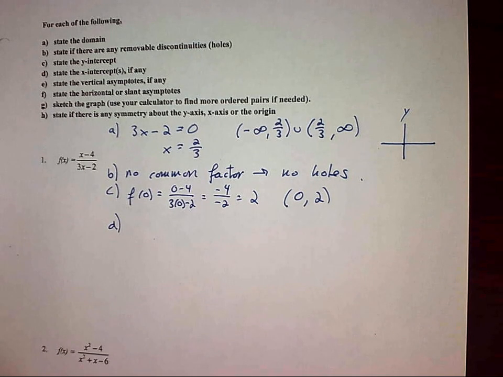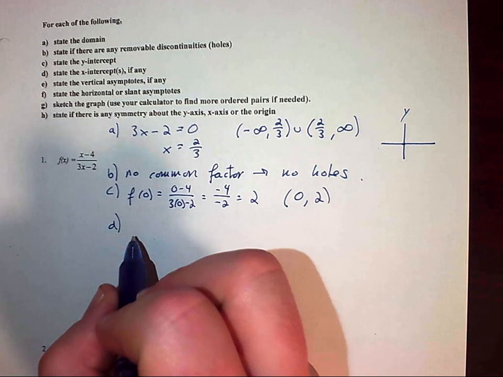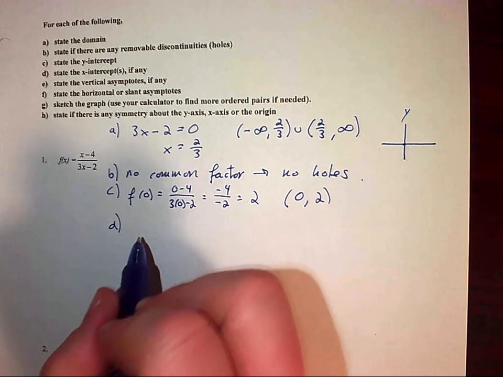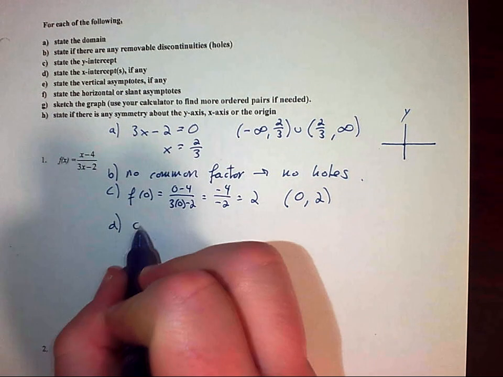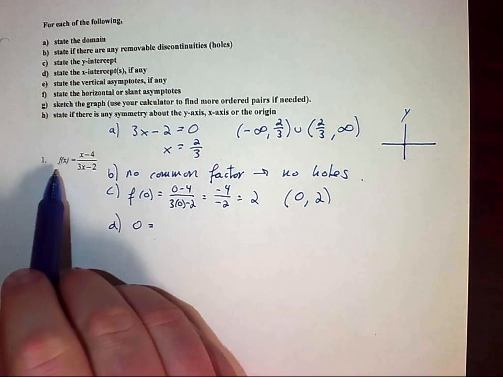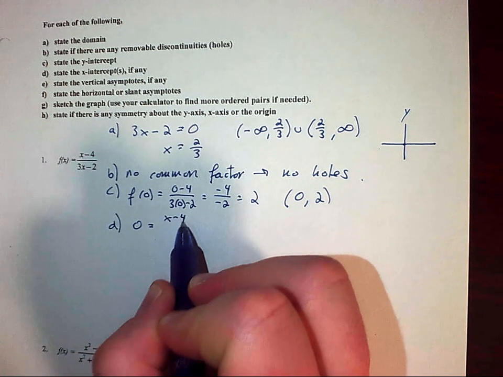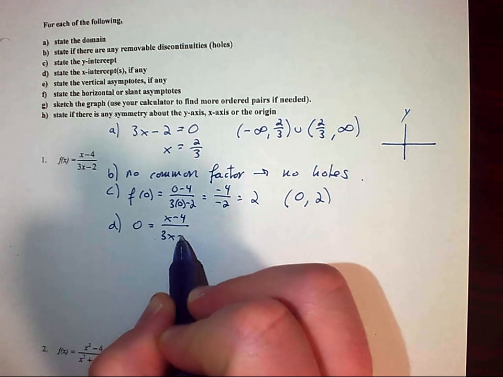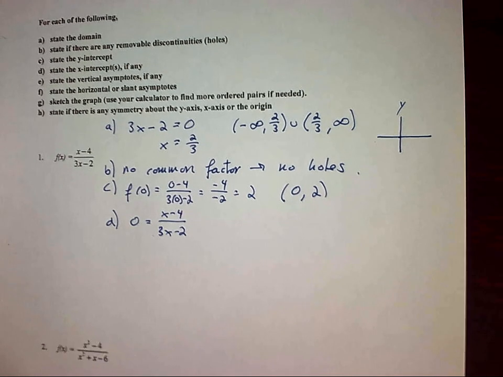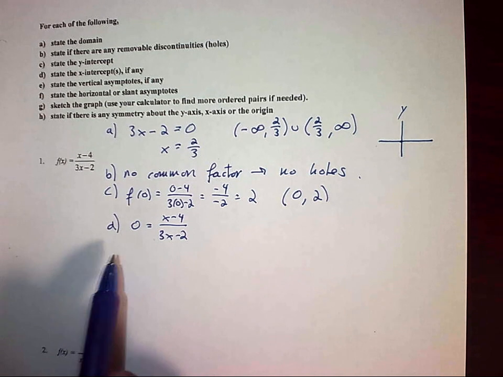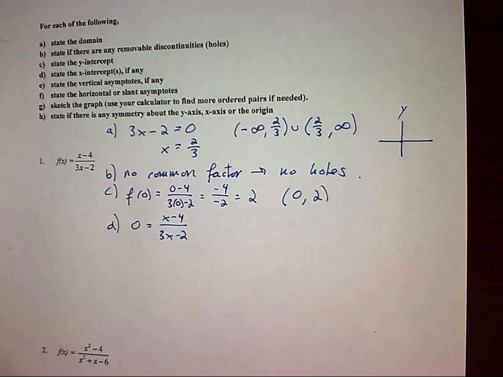Part D, state the x-intercepts. So for our x-intercepts, if we want to find the x-intercepts, we're going to set y is equal to 0. Since this is a function, we can just restate that as y is equal to f of x. So we can say that 0 is equal to x minus 4 divided by 3x minus 2. So we let f of x be equal to 0, which is the same thing as y is equal to 0. Now we're going to try to solve for x.